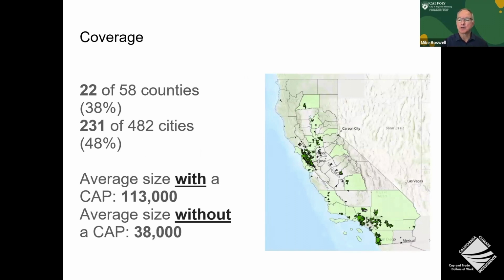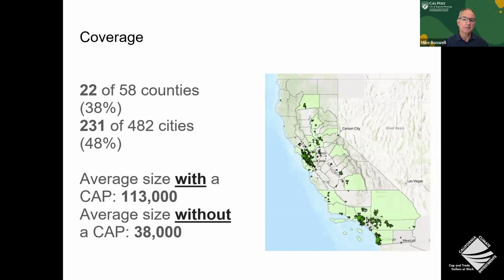Let me just share with you a few things that are within the database that tell us a little bit of something about how we're doing in California on climate action planning. If you think about coverage, you can see a map here showing cities and counties that have a climate action plan. It's 22 of 58 counties, or 38%, and 231 of 482 cities have climate action plans. So about half the communities in California have a climate action plan.